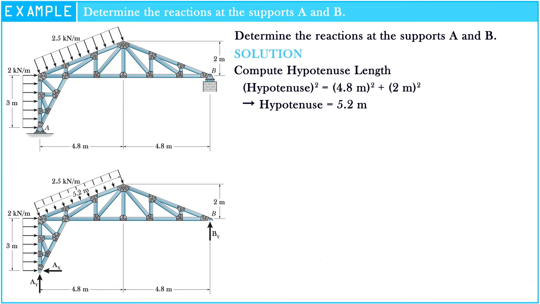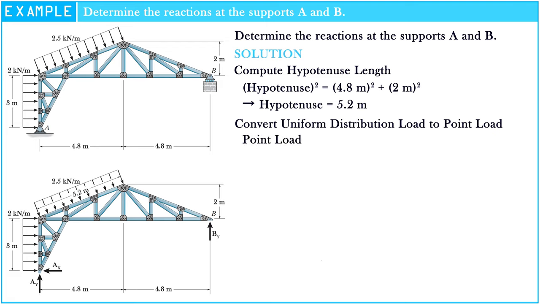After that, we will convert the uniform distributed loads to point loads. The point load of 2.5 kN per meter is equal to 2.5 multiplied by 5.2 meters, which is 13 kilonewtons. The point load of 2 kN per meter is equal to 2 multiplied by 3 meters, which is 6 kilonewtons.